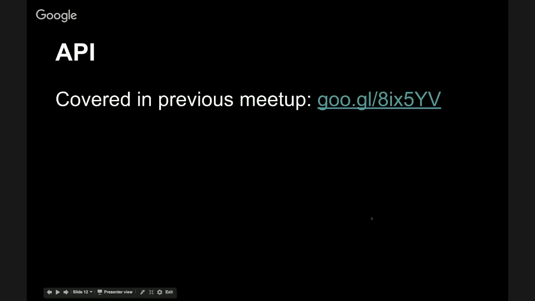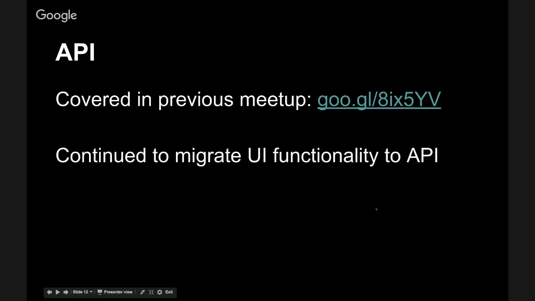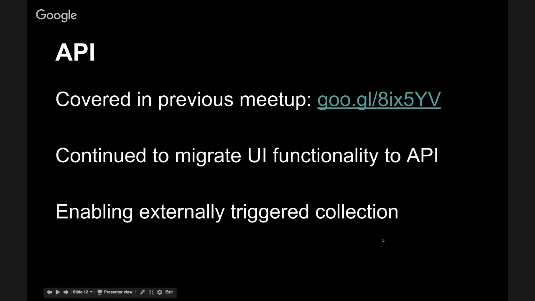So we've continued to work on the API. We've covered this in a previous meetup, so I won't go into too much detail, but we've continued to migrate almost all the UI functionality to an API server front end separation. That means that basically anything you can do in the UI, you can now do programmatically via the API as well. And so this has enabled us to start doing externally triggered collection. So, triggering collection based on signaling events and that kind of stuff, we're now doing that internally, and you can too.